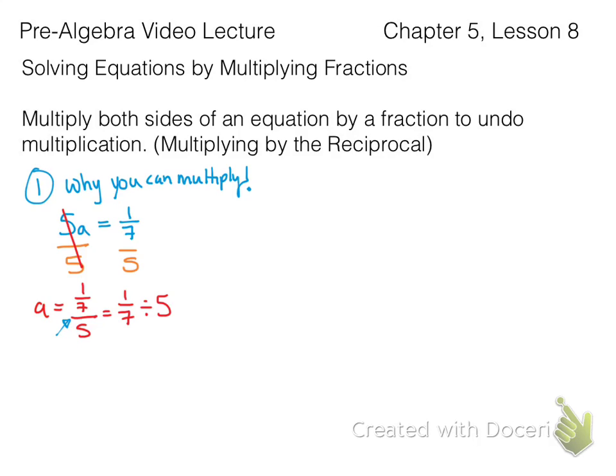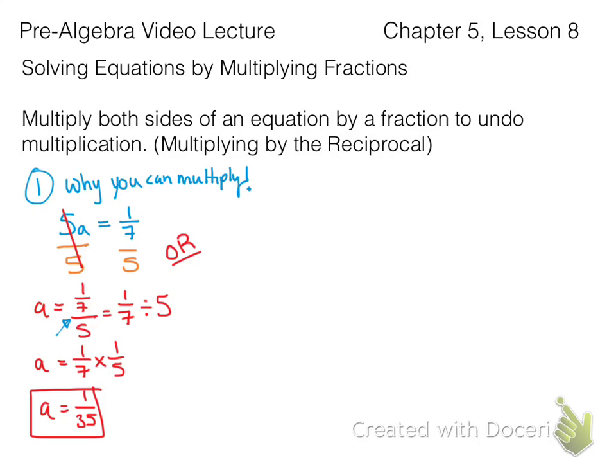So I can do 1/7 divided by 5, and that means 1/7 over 5. Well, how do I divide fractions? I'm going to multiply by the reciprocal. The reciprocal of 5 is 1/5. Now, I have some fractions, and I can just multiply the tops and the bottoms. So a equals 1 times 1, which is 1. 7 times 5 is 35. A equals 1 over 35.